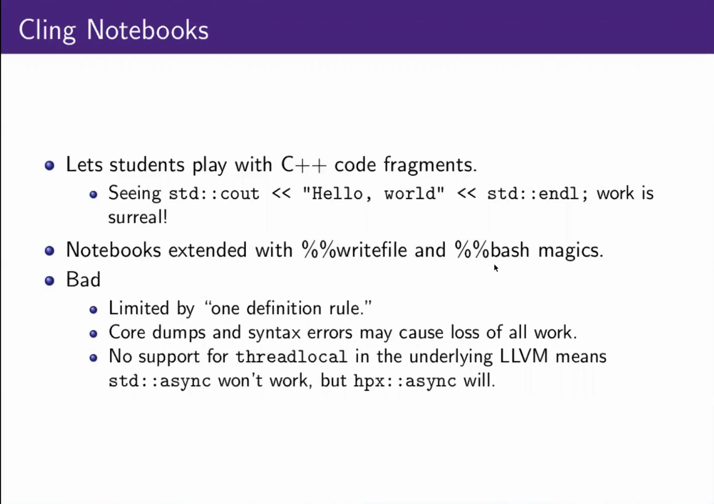The problem with the Cling notebooks is that they are limited by the one definition rule. So, for example, if you define a function, you cannot redefine it in C++ as you could in, say, Python. Occasionally, you will encounter core dumps or syntax errors in the notebook, and these may kill your kernel and cause the loss of all work so far. In addition, there is no support for the thread local language feature in the underlying LLVM, which means that std::async won't work. However, HPX async, which we have included through the HPX package, will work and is semantically equivalent.